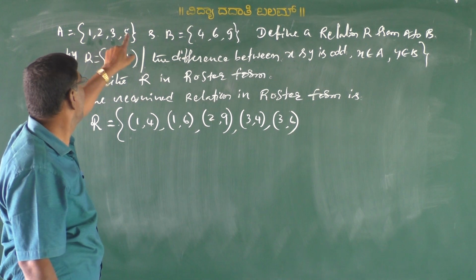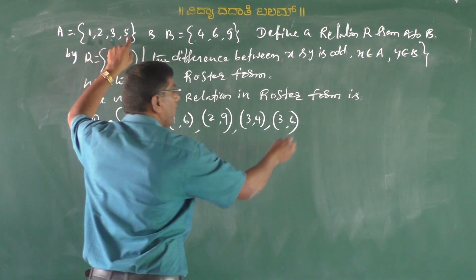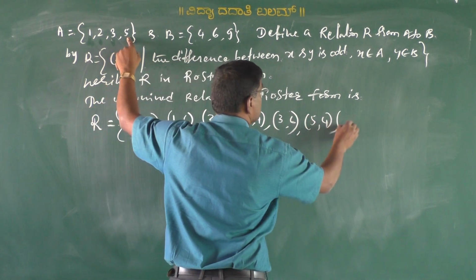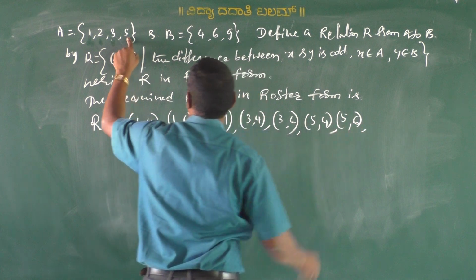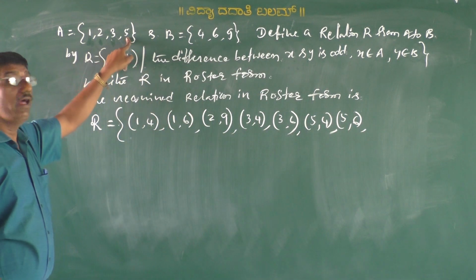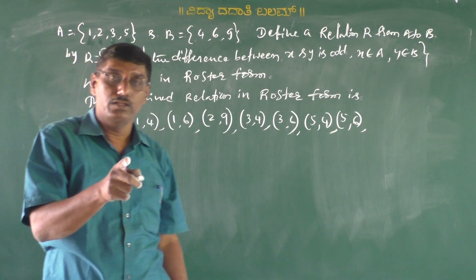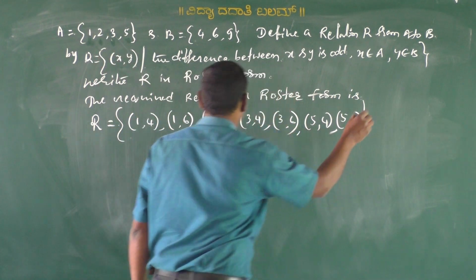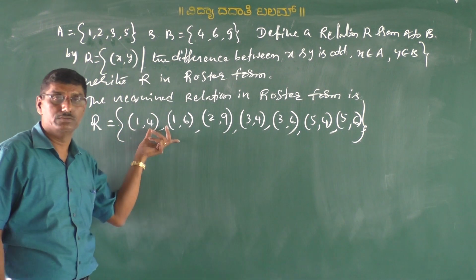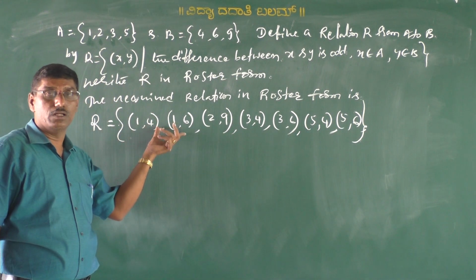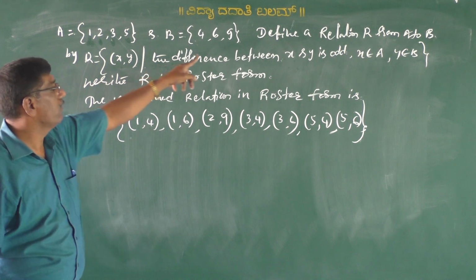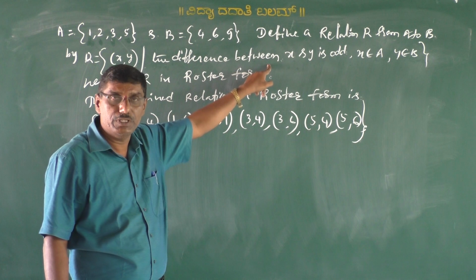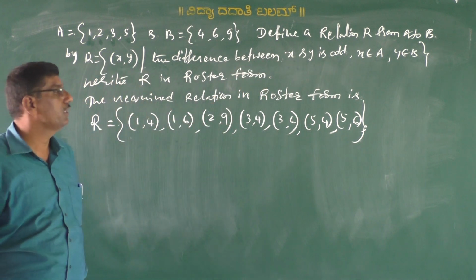Next, you have to start with 5. 5 comma 4. Yes, the difference is 1. Next, 5 comma 6. The difference is 1. Then next 5 comma 9. The difference between 5 and 9 is 4, which is not possible. Yes, these are the set of all ordered pairs. These ordered pairs satisfy the given condition, isn't it? Given rule. This is the required relation in roster form.